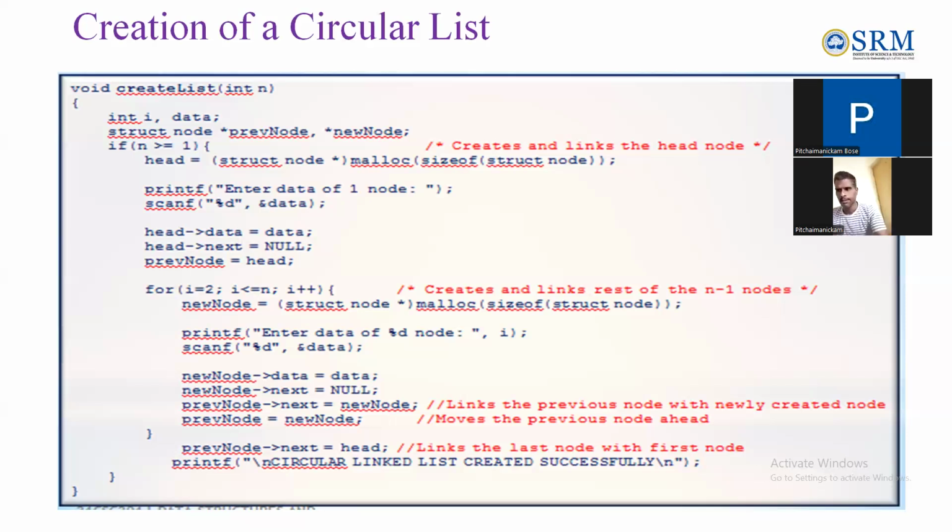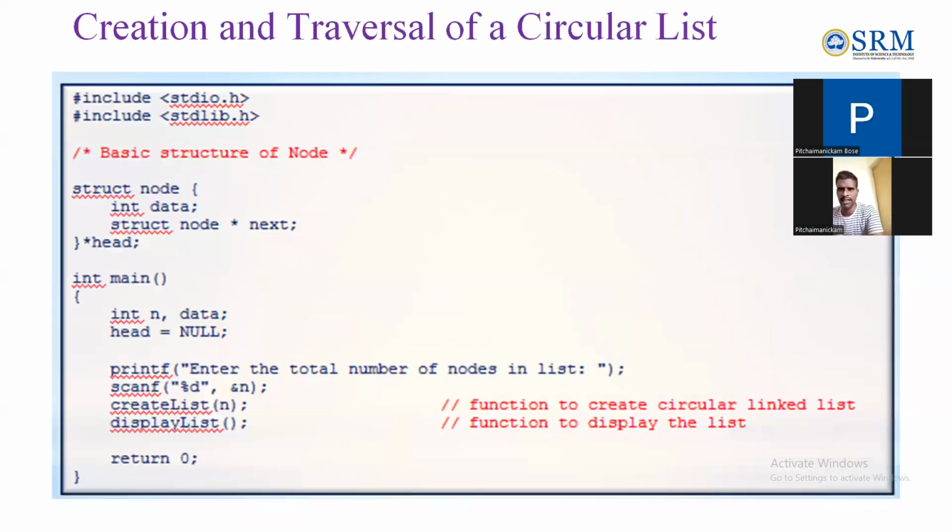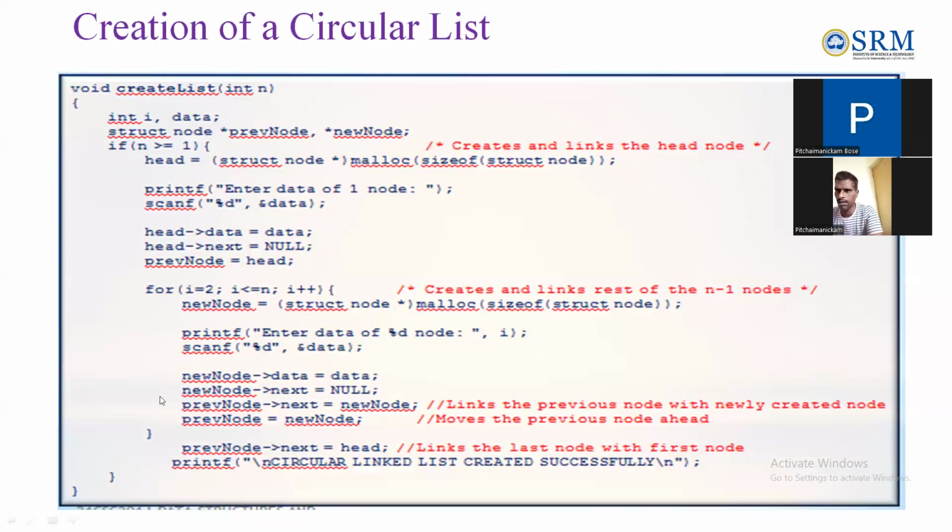So for this, we create the structure. Once we create the structure, we assign the head value equal to null. Then printf "enter the total number of nodes in the list" and scanf %d, &n, then createList and displayList. So we are following these two things.